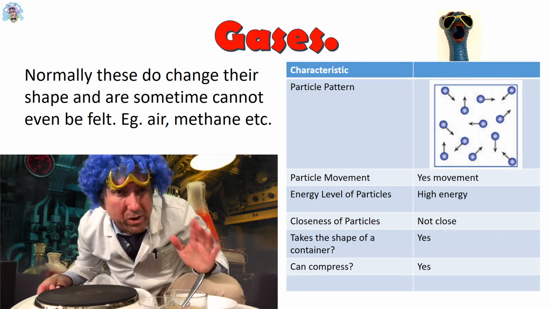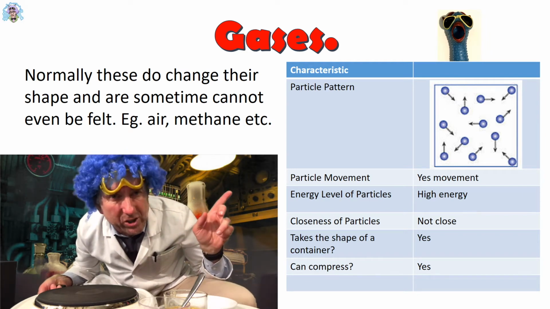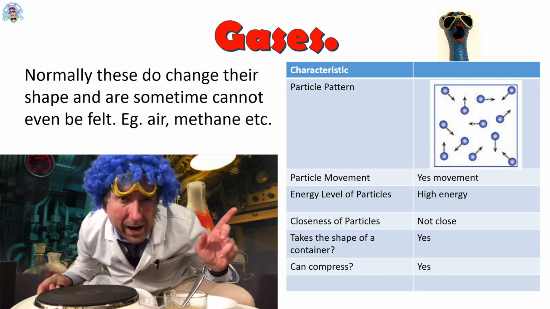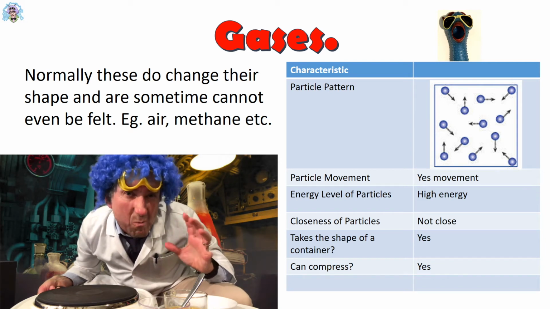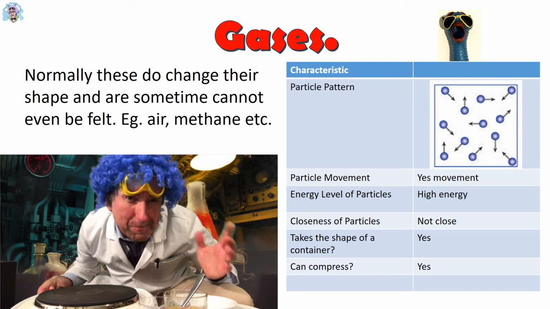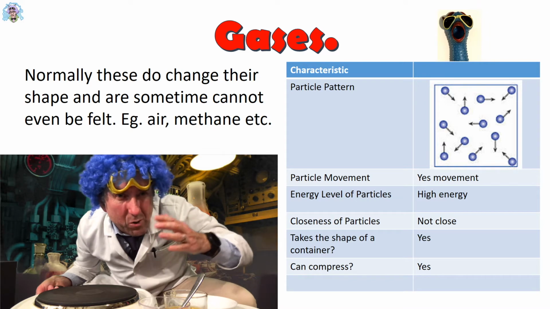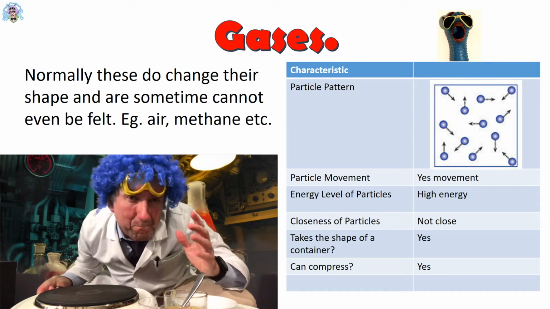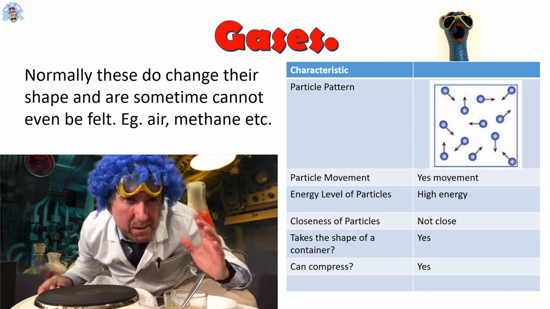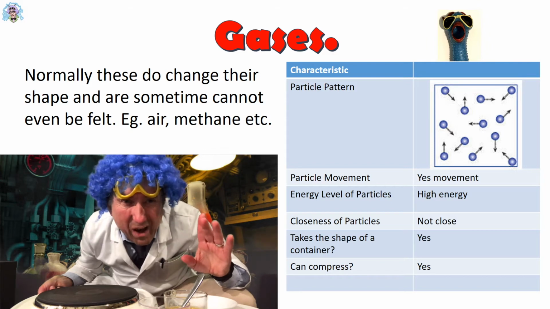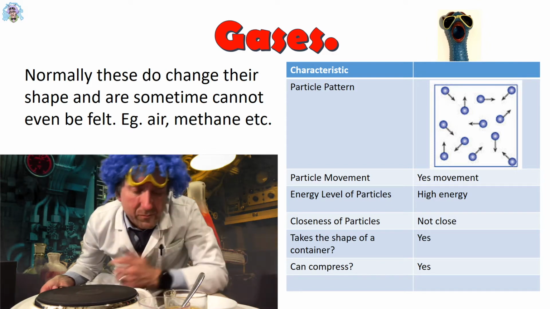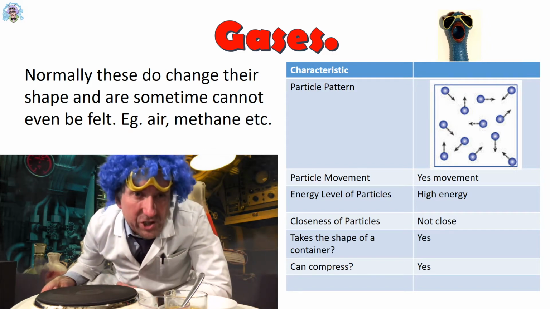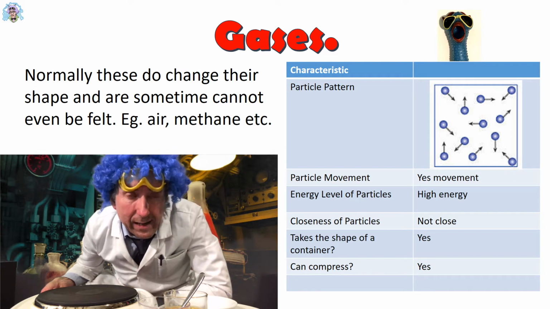Well, the reason lies in the diagram there of how the atoms are arranged. They're not very well packed in. There's a lot of space between the atoms. So when you're putting your hand through the air, it's actually going between the atoms, or it's pushing the atoms out of the way really easily. So gases can change their shape very easily.